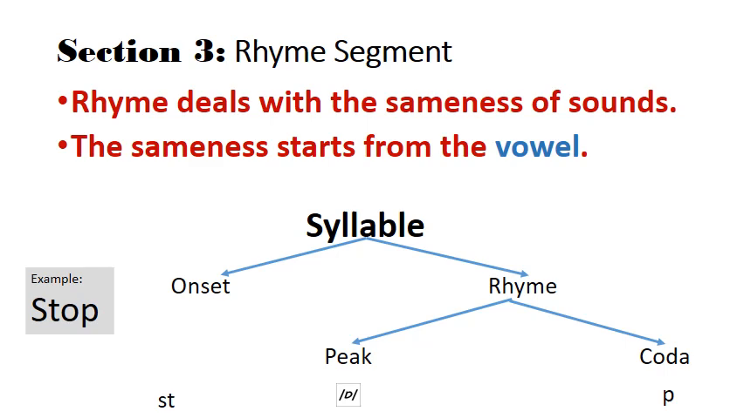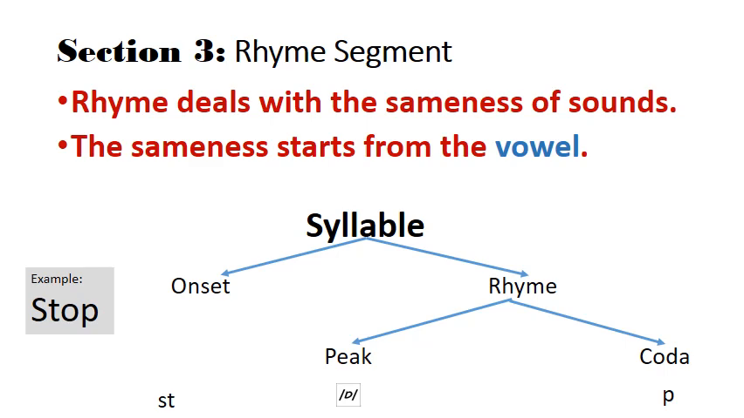Each syllable is divided into onset and rhyme. The rhyme is made of the peak, which is the vowel, and the coda. So the onset is made of every consonant that stands before the vowel, while the peak is the vowel, and the coda is any consonant that stands after the vowel given in the syllable.